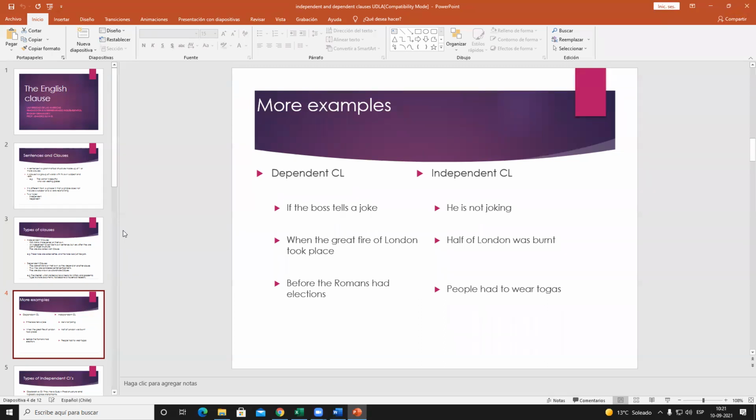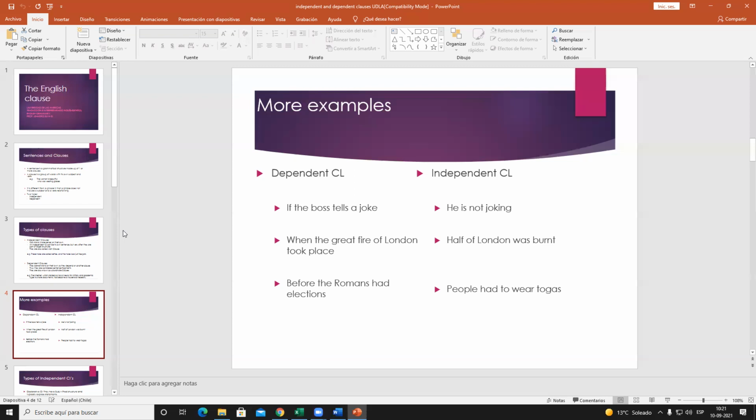Second example, when the Great Fire of London took place, half of London was burned. I can see that the dependent clause is a dependent clause because of the presence of the subordinating conjunction when, right? Then, third example, before the Romans had elections, people had to wear togas. I can see that the dependent clause is a dependent clause because of the presence of the subordinate conjunction before.